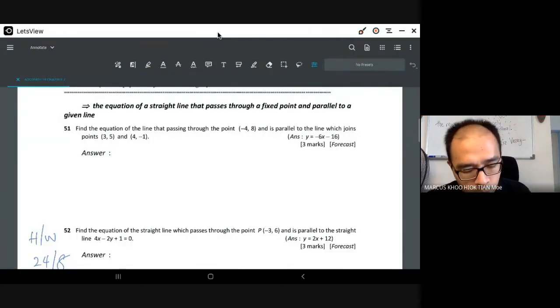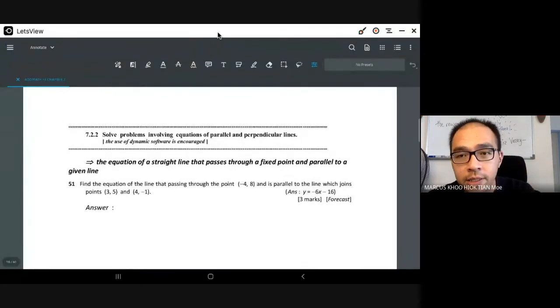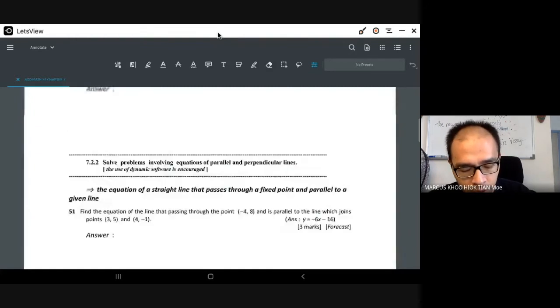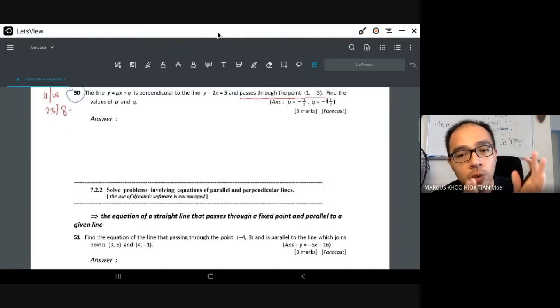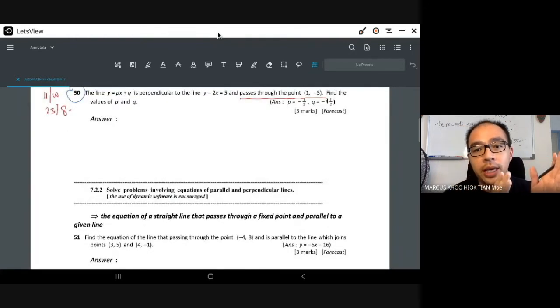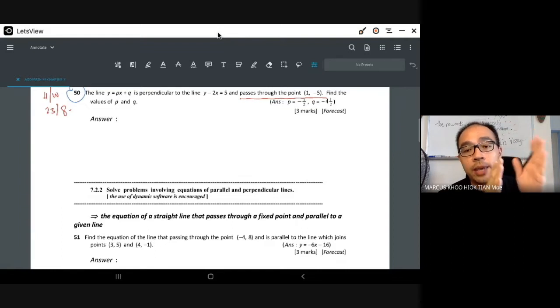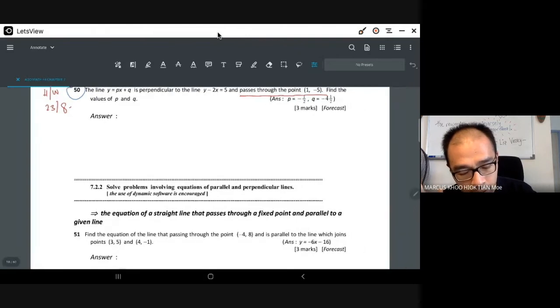So today we want to continue from where we left off yesterday, talking about equations of parallel and perpendicular lines. Yesterday we learned that when two lines are parallel, they have the same gradient. The most important thing is when we see the word parallel. If you have your module, please turn to this. So the gradient is the same.